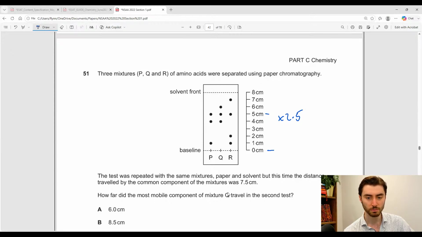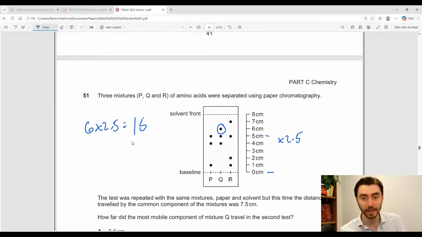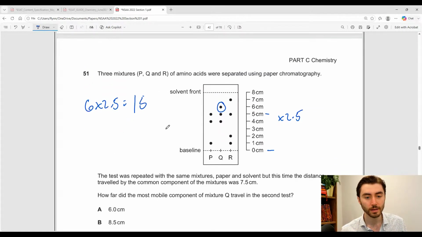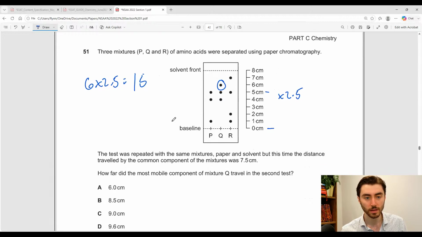How far did the most mobile component in Q travel? I am not reading these questions well. So it's 6 times 2.5, which is 15. God damn it! I should skip this. Sorry, times 1.5. So 9, which is C.